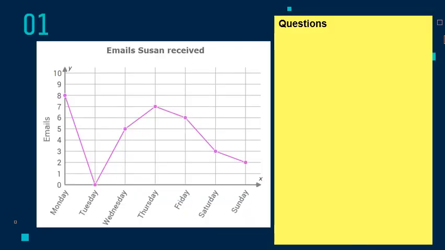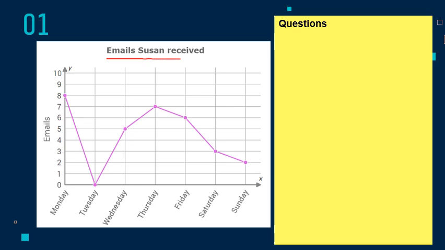Okay, to start off with, we're just going to look at reading a line graph to answer some questions. And then the next couple of examples, I'll go through interpreting and making some statements about the data. So this is emails Susan received. Susan was working in an office and she recorded the number of emails she received each day and put it on a line graph.